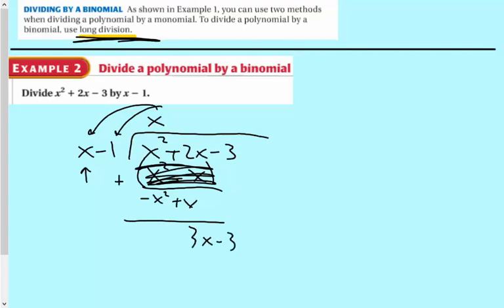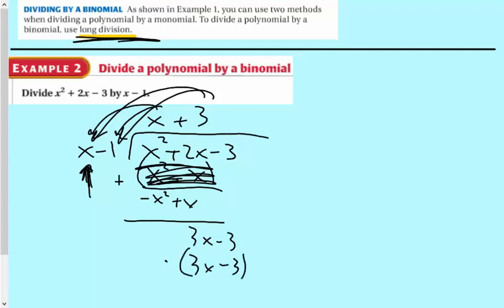Okay, now what you're going to do is look at this term here and this term here. You're always looking at the front term of the polynomial. So x times what number is 3x? X times 3 is 3x. So, again, now we're going to take this 3 and multiply it by the x and by the negative 1. So 3 times x is 3x. 3 times negative 1 is negative 3.